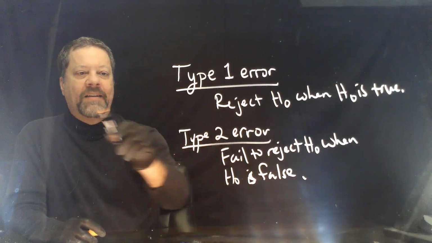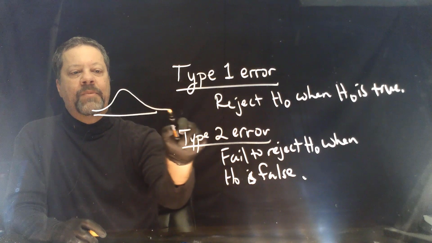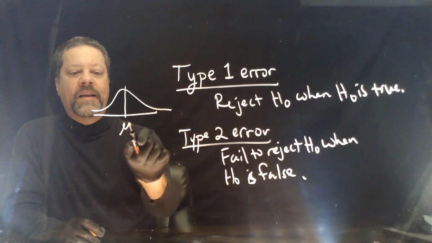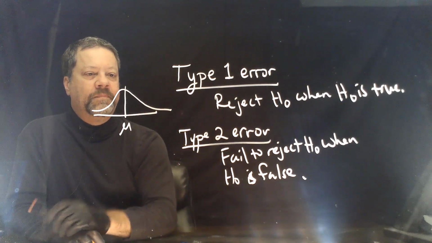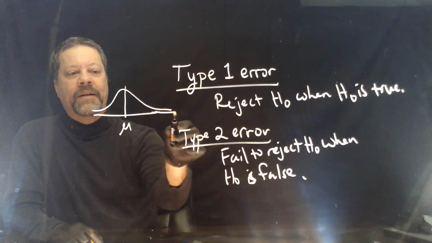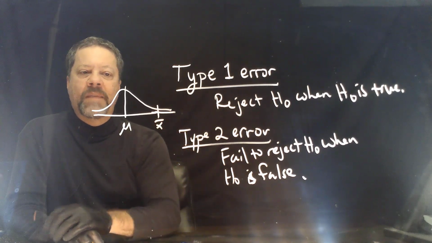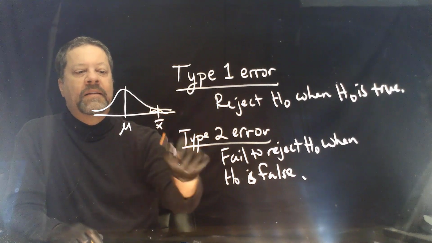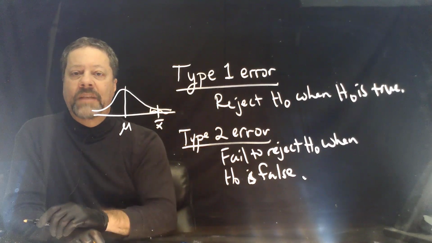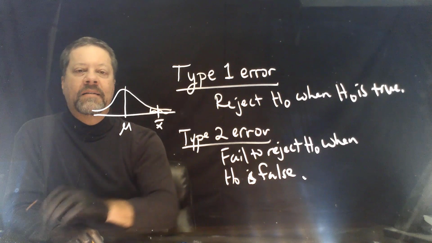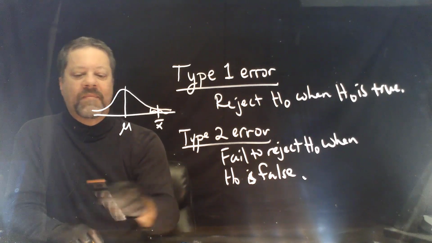So let me explain how this could happen. We have a distribution of means around the population mean. It could so happen that we choose a sample where the mean is so far out in the tail that we reject, even though the distribution really is nice and normal like this.